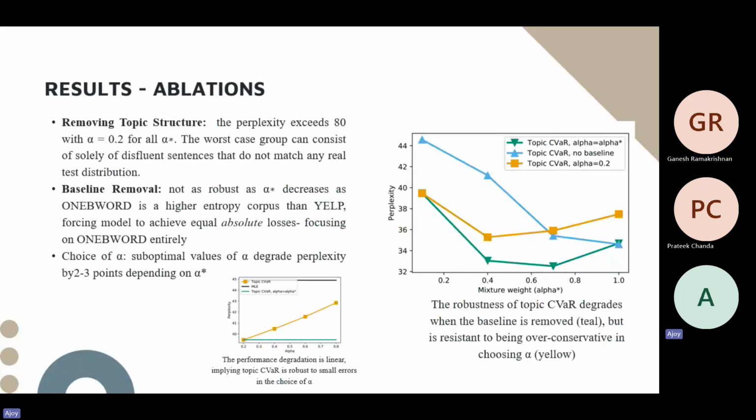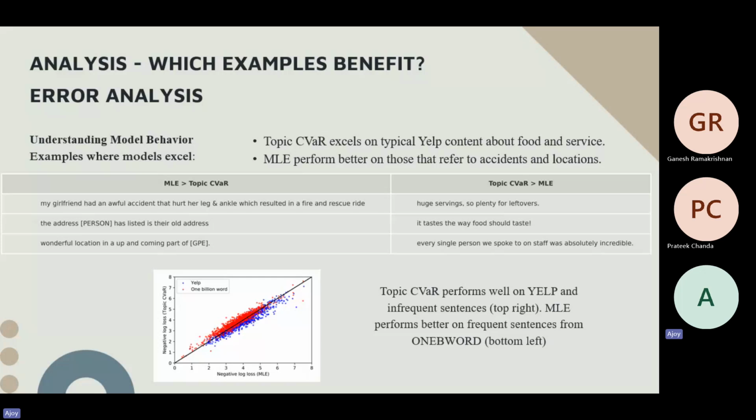Okay, these are just results that we got on how it's performing if alpha isn't too close to alpha star, if we don't have a baseline and all. Then we also saw that this is the same assumption that we had. MLE performs well on data which is easy. So over here, MLE performs better on those which talk about the news, accidents. Over here, we get more about the serving and stuff because that is what was there on Yelp. And in news we would get accidents, locations.